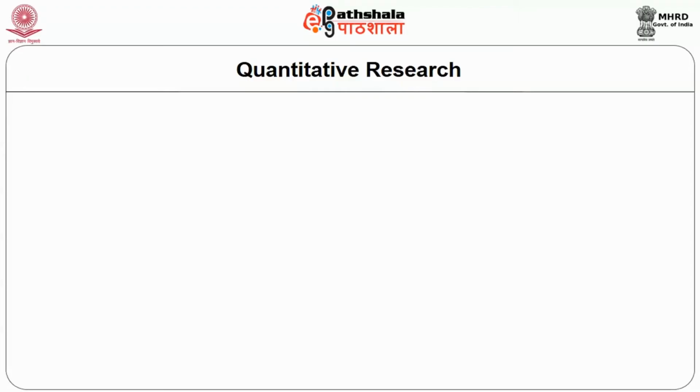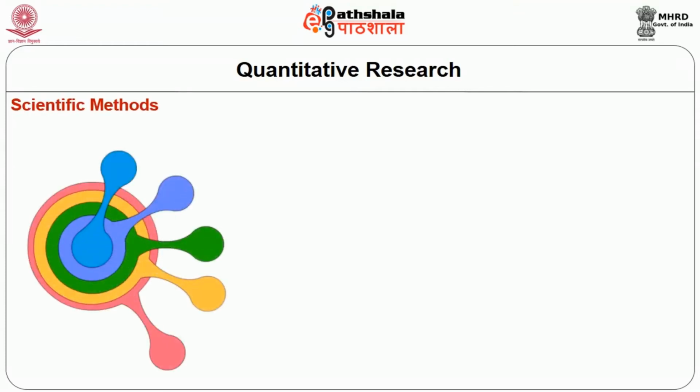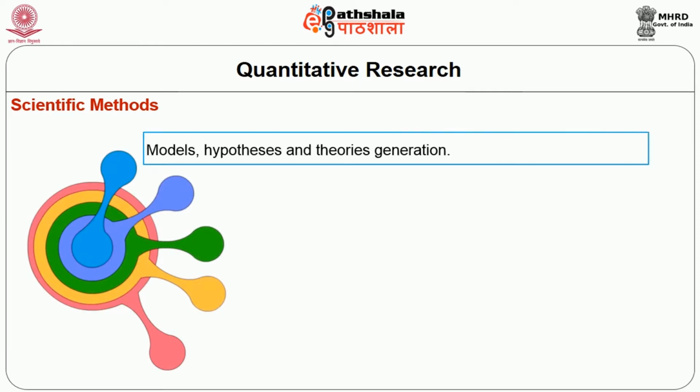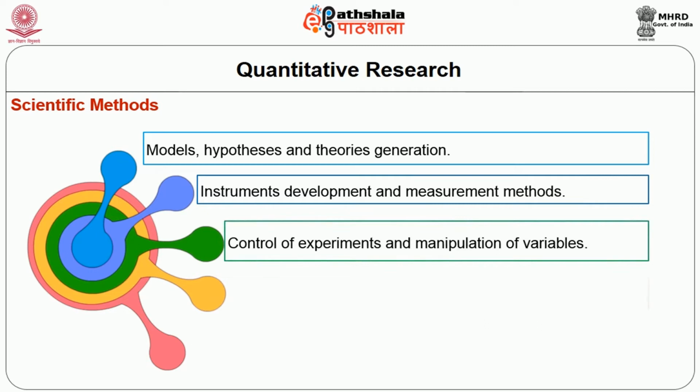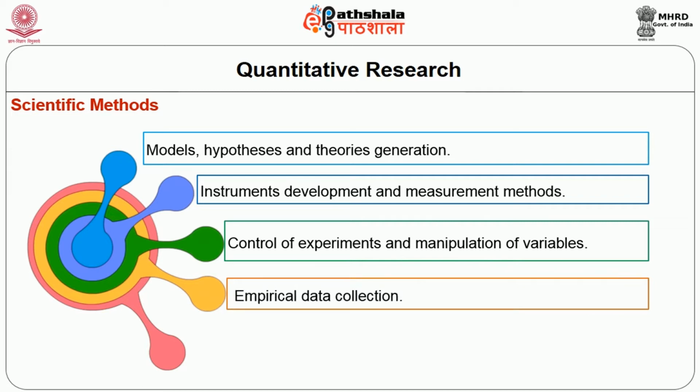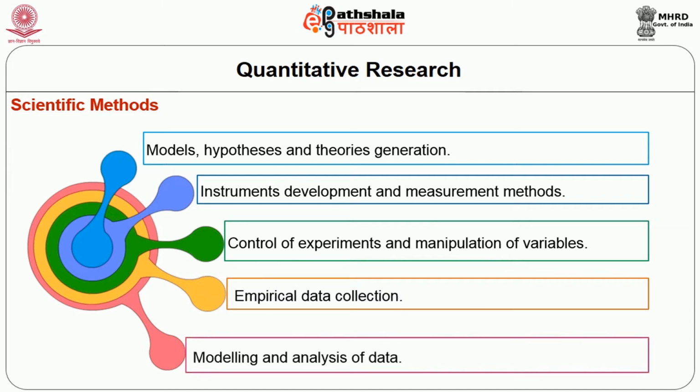Qualitative research gives information about only selected cases studied, and other conclusions will remain as hypotheses. But quantitative research is used to identify the true hypothesis among them. Now, we shall discuss the scientific methods associated with quantitative research. Models, hypothesis, and theories generation, instruments development and measurement methods, control of experiments and manipulation of variables, empirical data collection, modeling and analysis of data.